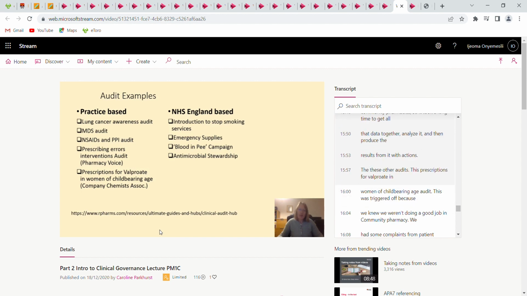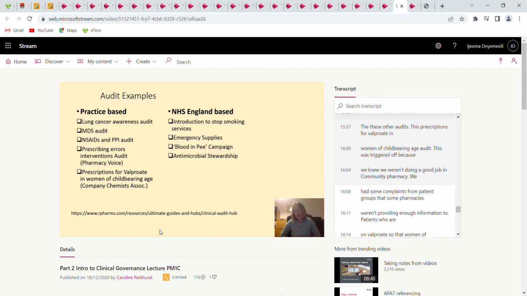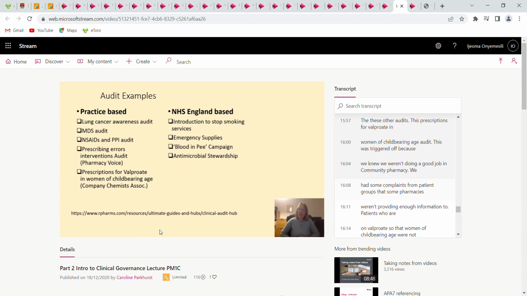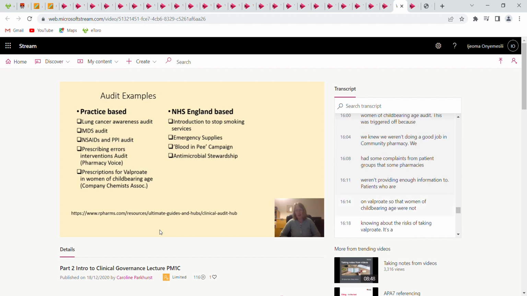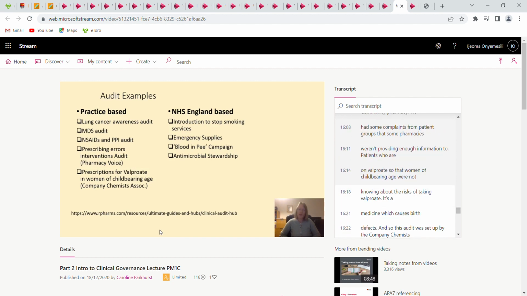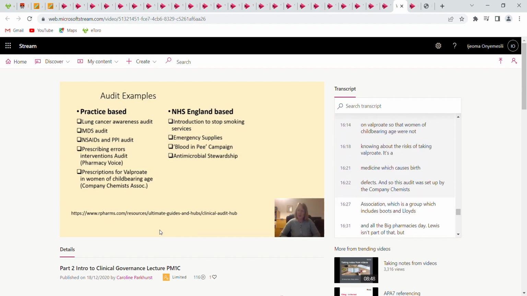These other audits, this prescriptions for valproate in women of childbearing age audit, was triggered because we knew we weren't doing a good job in community pharmacy. We'd had some complaints from patient groups that some pharmacies weren't providing enough information to patients who were on valproate, so that women of childbearing age were not knowing about the risks of taking valproate. It's a medicine which causes birth defects.